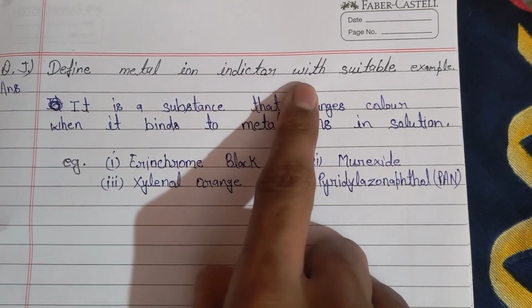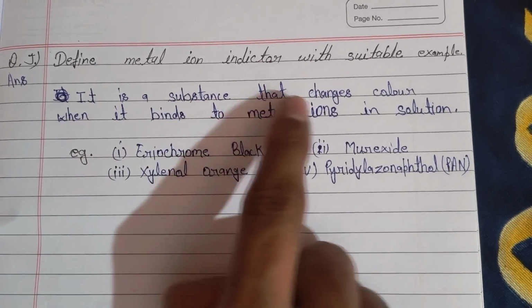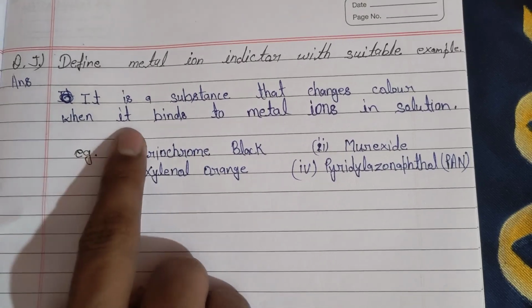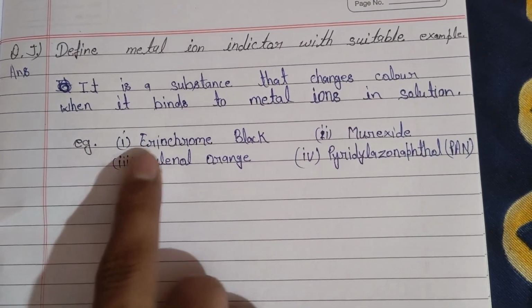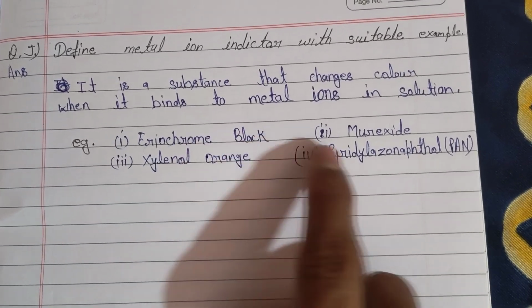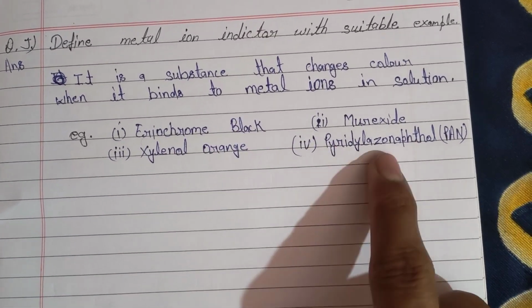Define metal ion indicator with suitable example. It is a substance that changes color when it binds to a metal ion in solution. Examples: Eriochrome black, Murexide, Xylenol orange, Pyrocatechol.